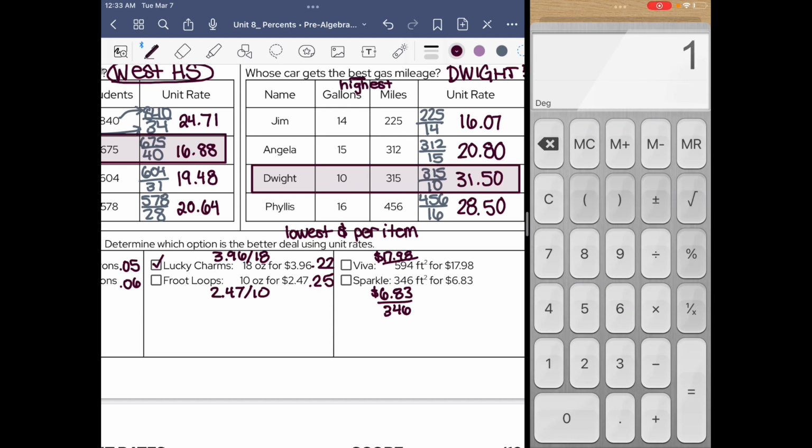Okay, so 17.98 divided by 594. 0.030. So 3 cents, and since the third number is a 0, it stays 3 cents. Sparkle is 6.83 divided by 346. 0.01, but the 9 makes it round up to 2 cents. So Sparkle is our cheaper one at 2 cents per square foot instead of 3.